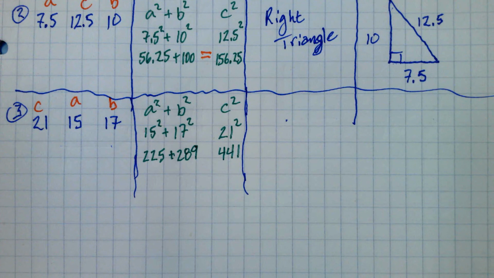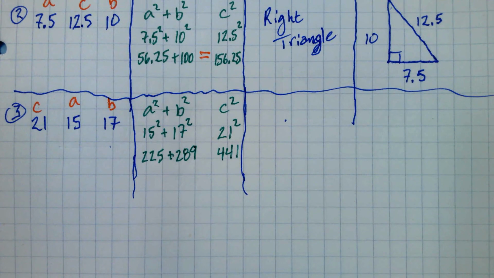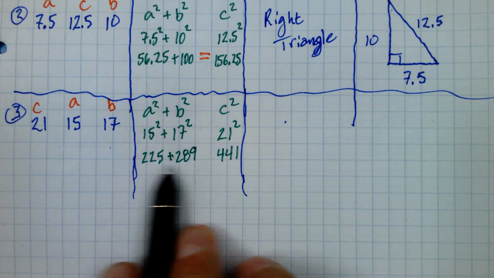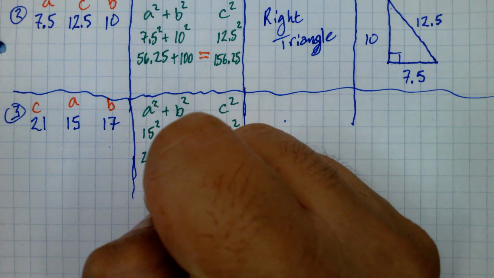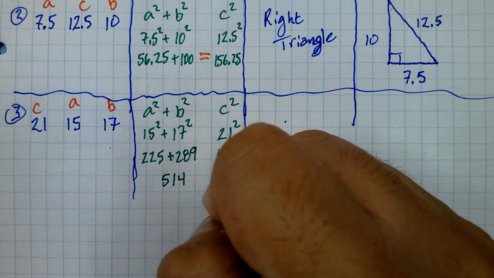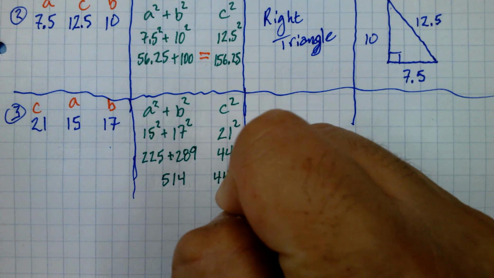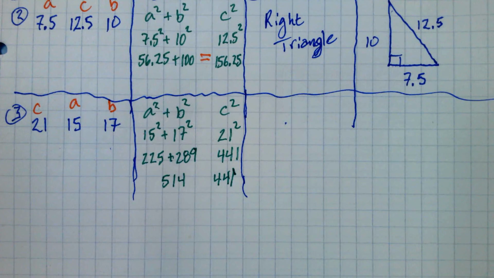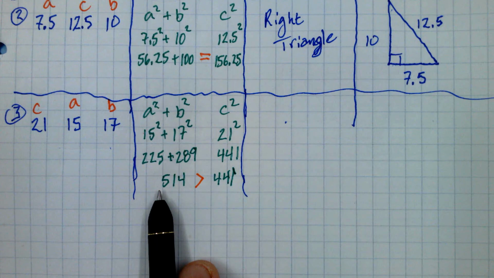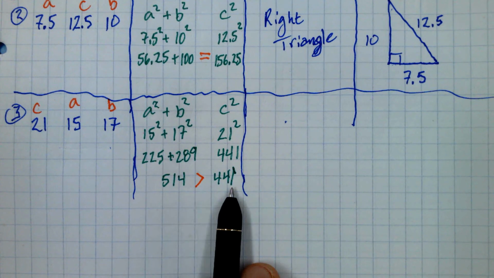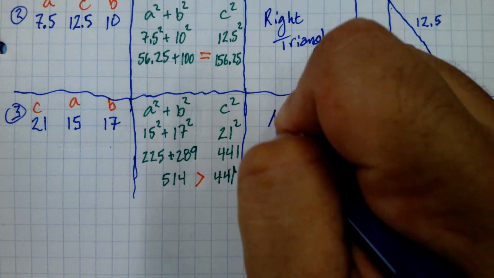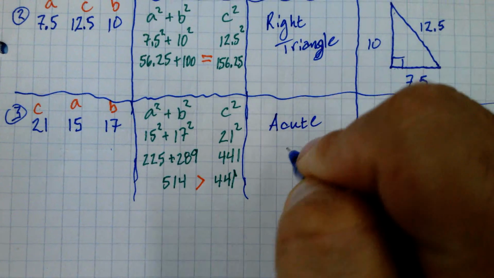Okay. I can't tell for sure. Let's add those up. What do we get when we add up these two numbers? 514. Thank you. And we're comparing that to 441. This time, which one's bigger? 514 is bigger than 441. What's our conclusion? Acute triangle.